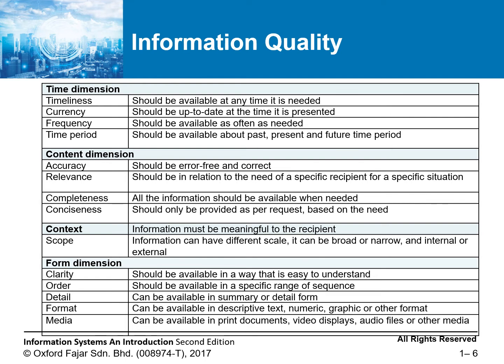And the last dimension, the third dimension, is form. For this form dimension, as we can see, there are five attributes. First is clarity: it should be available in a way that is easy to understand. Order: it should be available in a specific sequence. Detail: it can be available in summary or detail form. Format: it can be available in descriptive text, numeric, graphic, or other formats. Last one is media: it can be available in print documents, video displays, audio files, or other media.